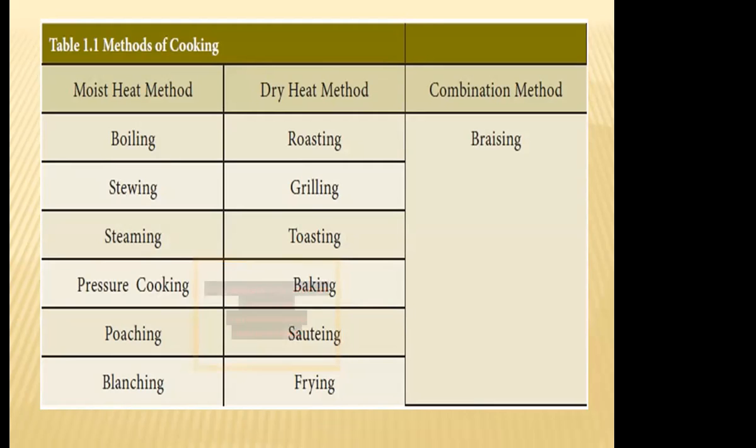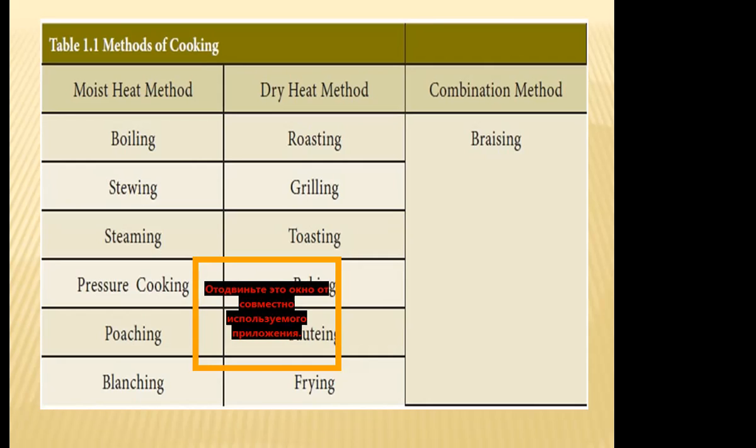Moist heat methods include boiling, stewing, steaming, pressure cooking, poaching, blanching. Dry heat methods include roasting, grilling, toasting, salting, boiling. Combination method, it is braising.